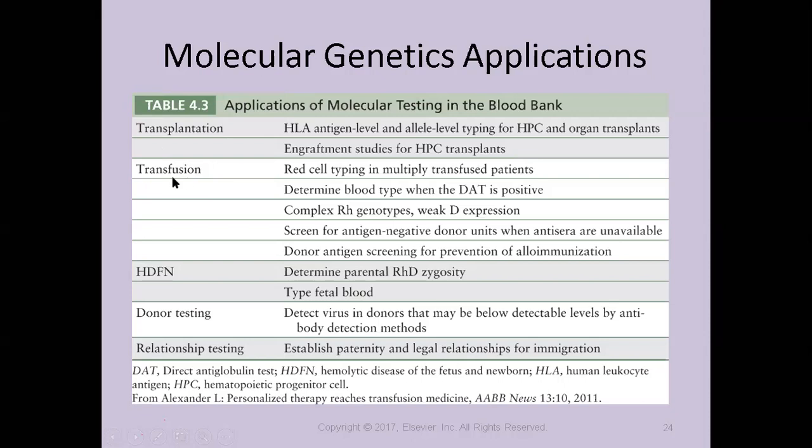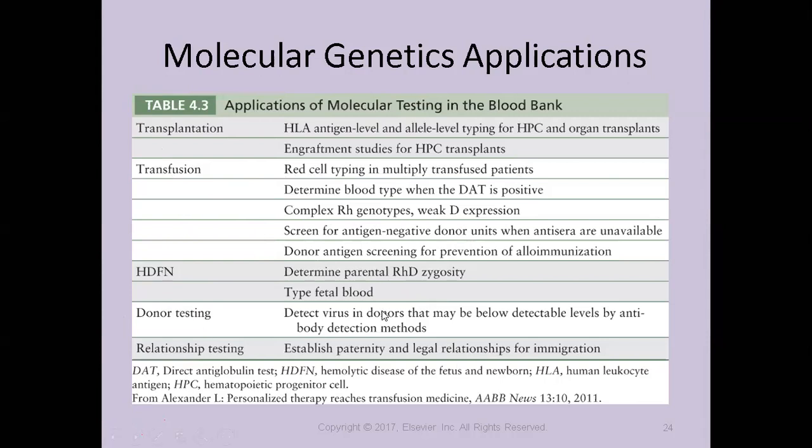So with regard to blood banking and transfusion, we could do red cell typing in multiple transfused patients. We could determine genotypes, screen for antigen negative donor units more easily. So blood donor centers do this a lot based on molecular testing. We could do parental testing. And then, we'll talk more about this next one later.